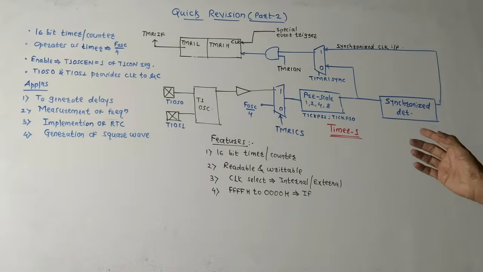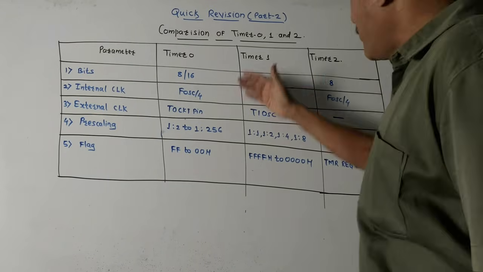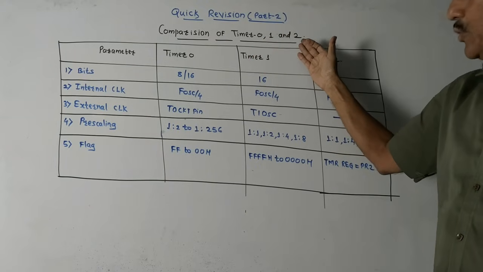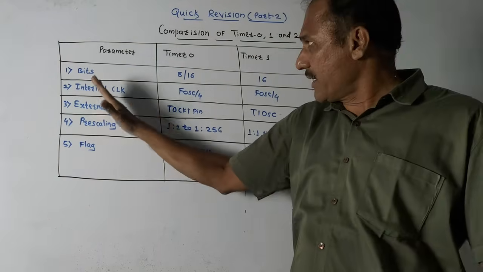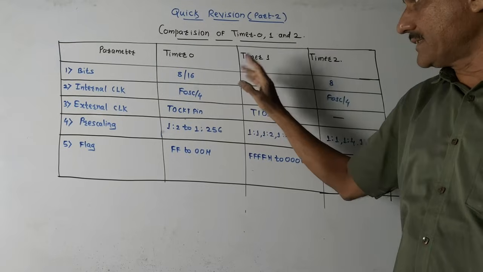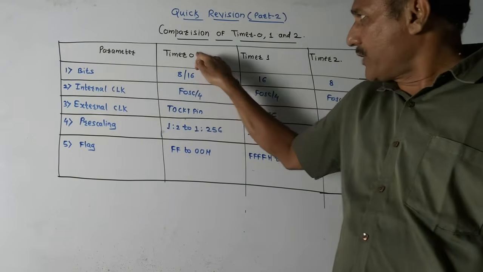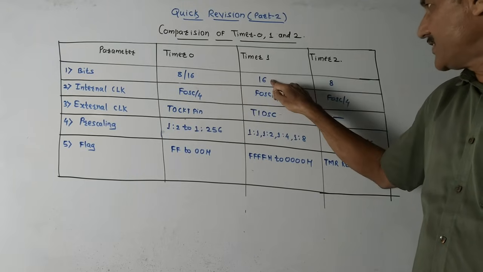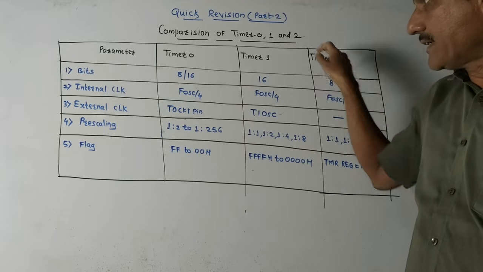So this is about the block diagram of Timer 1. Now, an important part, that is the comparison of Timer 0, Timer 1 and Timer 2. This table gives the comparison between these three timers. Number of bits for Timer 0, it is 8 bit or 16 bits. For Timer 1, it is 16 bits. For Timer 2, it is 8 bits.